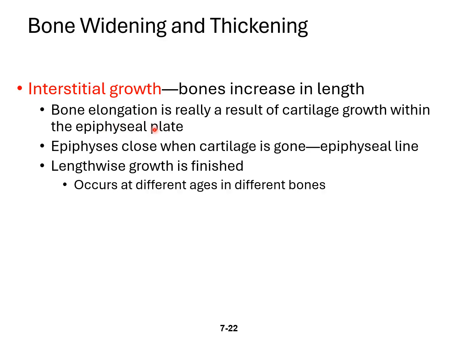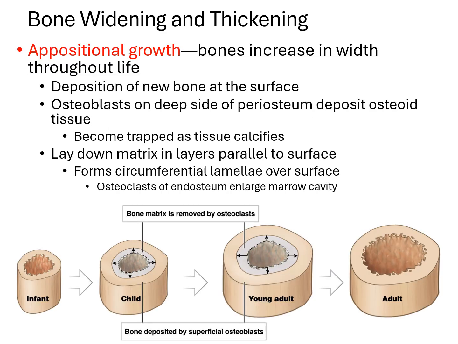That's going to grow away from the shaft while the shaft continues to try to catch up to it. And once the epiphysis closes, when the cartilage is gone, it'll form the epiphyseal line. And then that's when the lengthwise growth, or the interstitial growth, is finished. It'll occur at different ages in different bones. So some bones will still grow after 20. Some bones are done growing at the age of 15. And it also depends on sex and genetics.